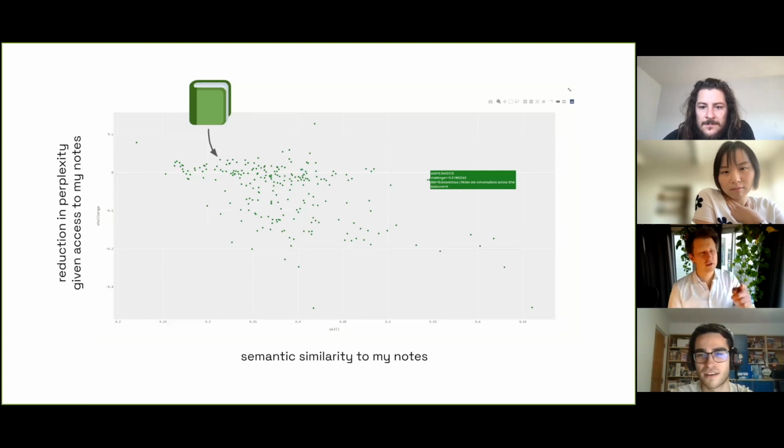Just one question on this plot. When you say given access to my notes, this means you're taking a language model off the shelf and fine-tuning it on all of your notes?